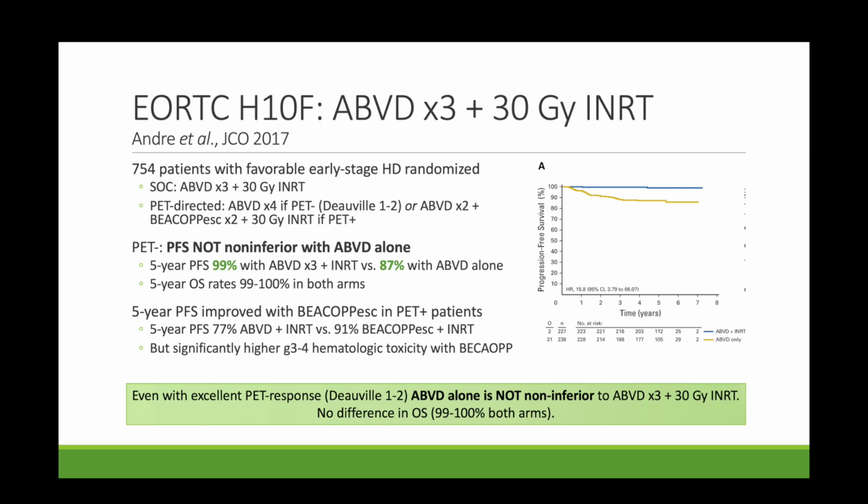And keep in mind that in H10F, they were looking at even more quote-unquote favorable patients because they had such an excellent response. They didn't even include Deauville 3 response. But despite that, there was more than 10% PFS benefit with the addition of radiation. So from EORTC, we then get the treatment paradigm of ABVD times 3, followed by 30 gray of radiotherapy.